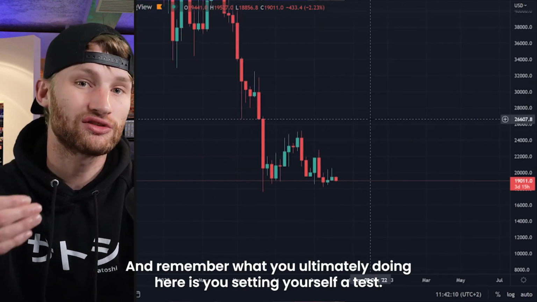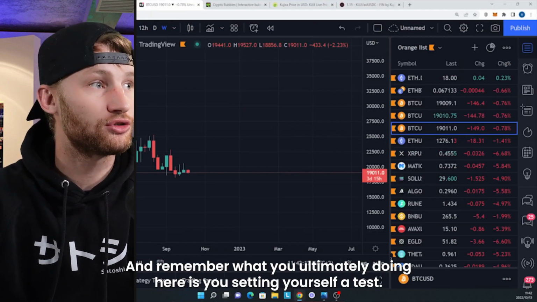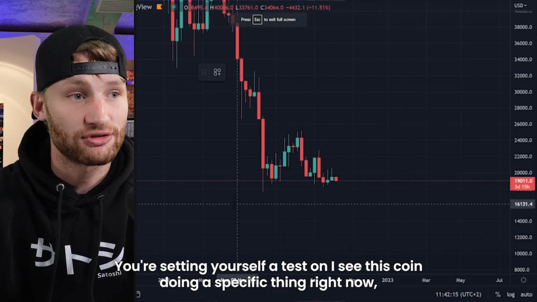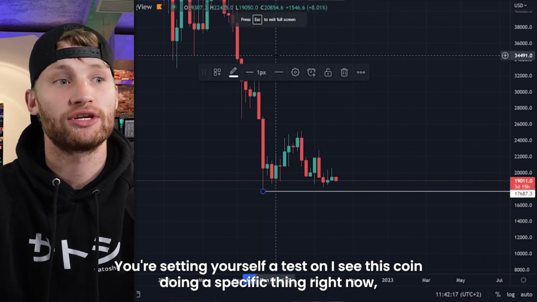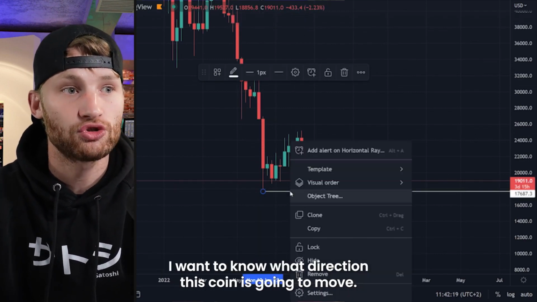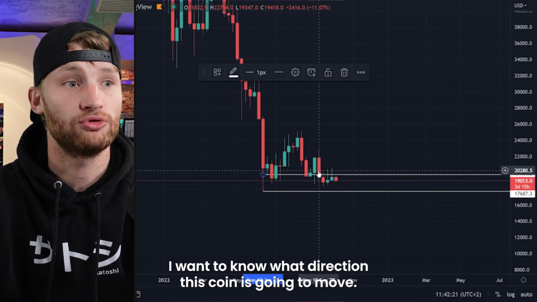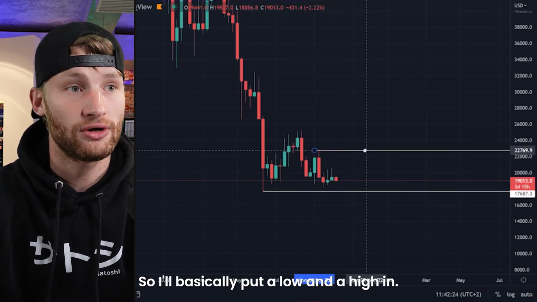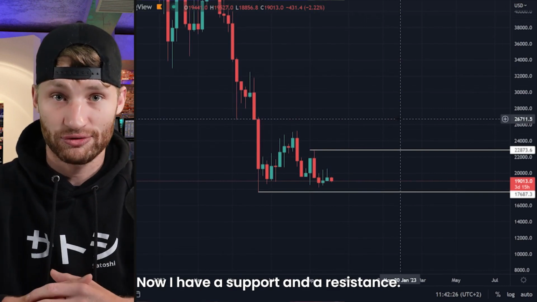And remember, what you're ultimately doing here is setting yourself a test. You're setting yourself a test on, I see this coin doing a specific thing right now, and I want to know what direction this coin is going to move. So I'll basically put a low and a high in. Now I have a support and a resistance.